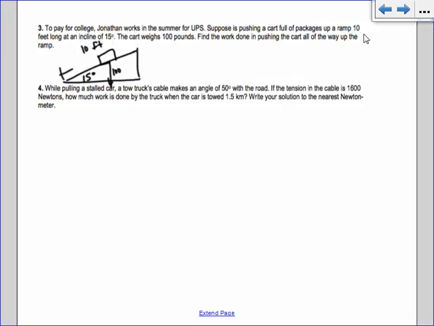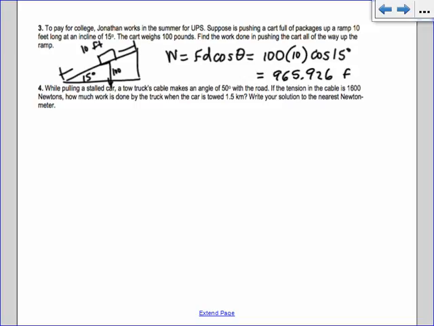Okay, so we have our force, we have our distance, and we have our theta. So all it is is just plugging and chugging, right? F d cosine theta. So the weight of the cart is 100 pounds. The distance you're pushing is 10 feet, but it's not a flat surface, so it's not just force times distance as if it was flat ground. You actually do have a cosine of some kind of angle, 15 degrees. So you end up getting 965.926 foot-pounds.